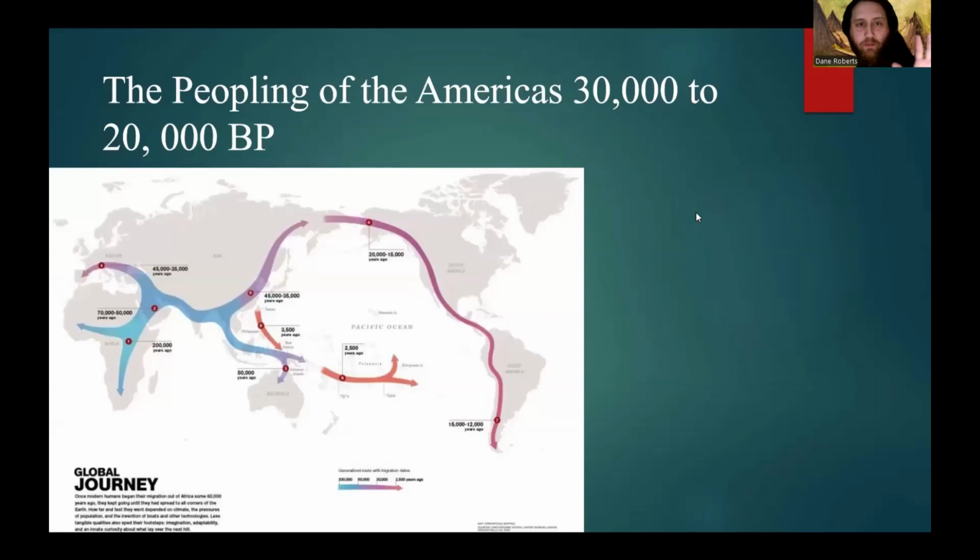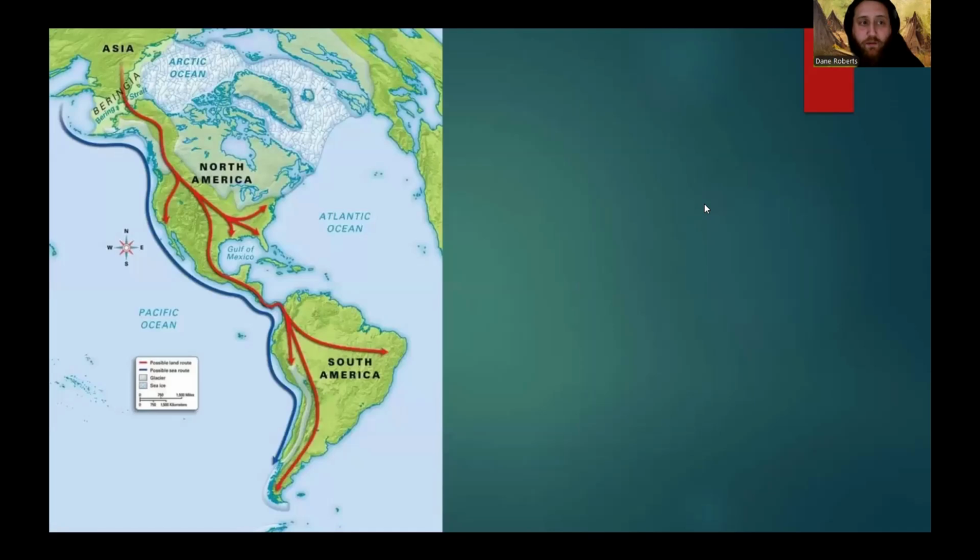With the peopling of the Americas going about currently, based on our best archaeological evidence, which we'll get into in a second, happening sometime between 30,000 to 20,000 years before present. And this happened a couple of different ways.